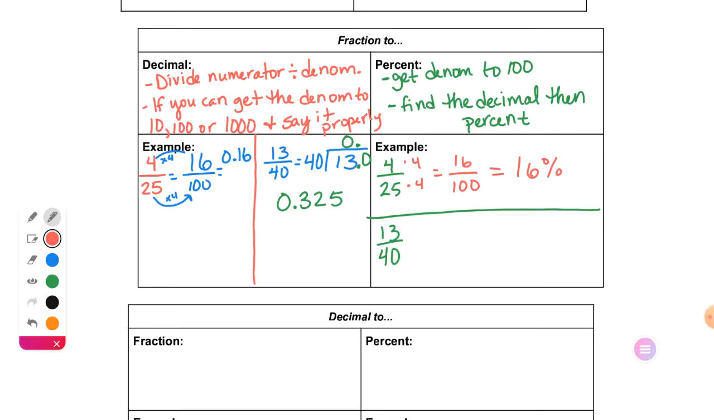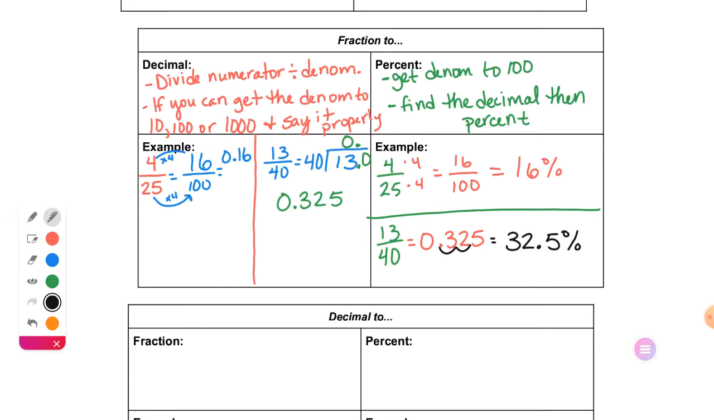The bottom one, we can't easily get it to 100, so I already know when I divide it out, I'd get 0.325. And then, Bryce, how do I change the decimal? You bring back the decimal point 2 places. Yep, you'd move the decimal 2 places to the right. So that would be 32.5%. Yep, you could do it either way. You could also write 32.5%.